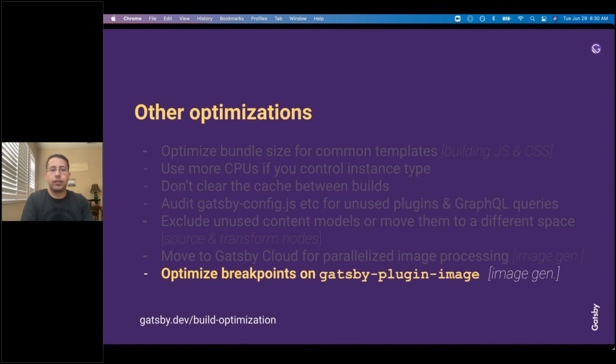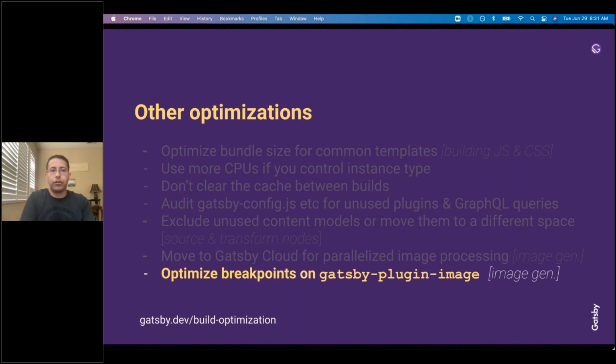And then the last thing is optimizing the breakpoints on Gatsby plugin image. Again, if image generation is a big thing, Gatsby plugin image has defaults about how many breakpoints it's going to generate, right? How many thumbnails you want for a particular image. And so you could decide that actually you want fewer images, or maybe smaller images. If you reduce the number of image thumbnails that Gatsby plugin image is generating, that'll take less time, because you're doing less work.